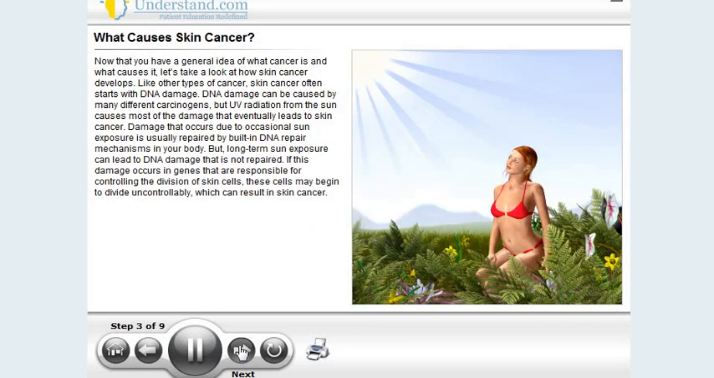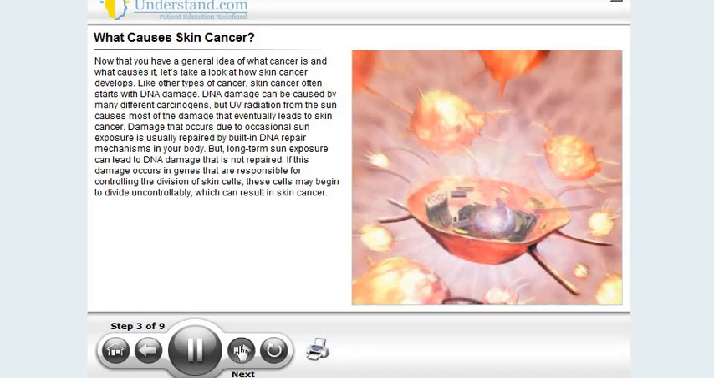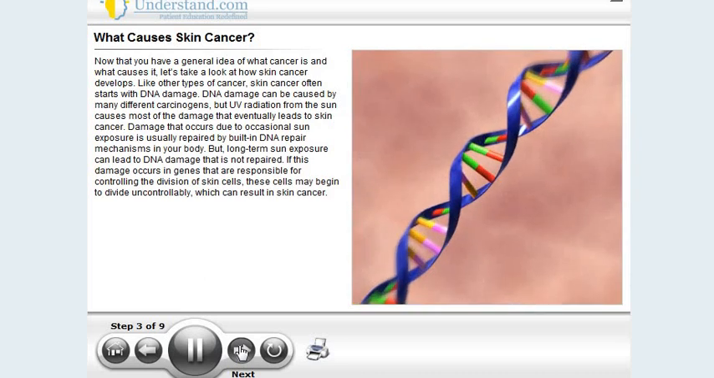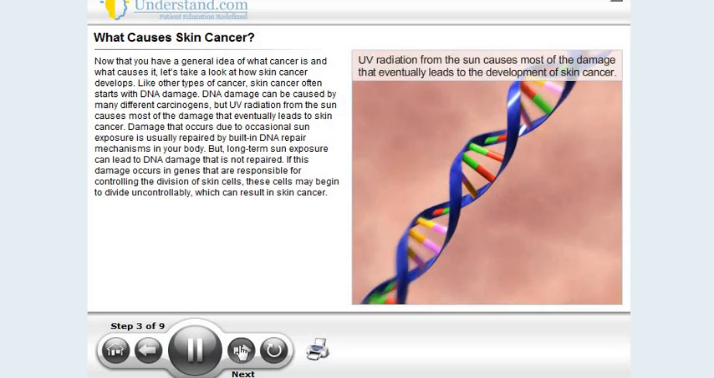Now that you have a general idea of what cancer is and what causes it, let's take a look at how skin cancer develops. Like other types of cancer, skin cancer often starts with DNA damage. DNA damage can be caused by many different carcinogens, but UV radiation from the sun causes most of the damage that eventually leads to skin cancer.